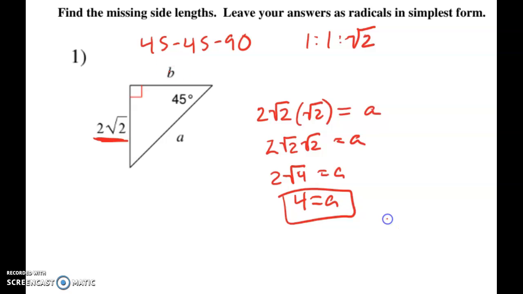The other one's real simple, B. This is a 45-45-90, so this leg is congruent to this leg. So B is equal to 2 root 2, and we're done.